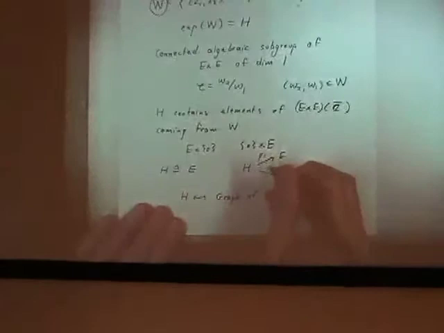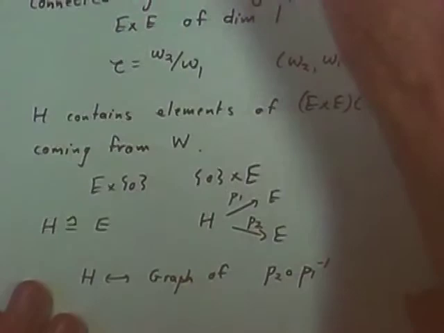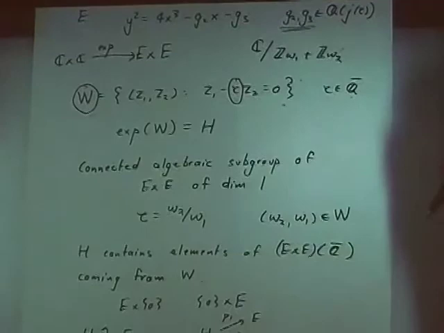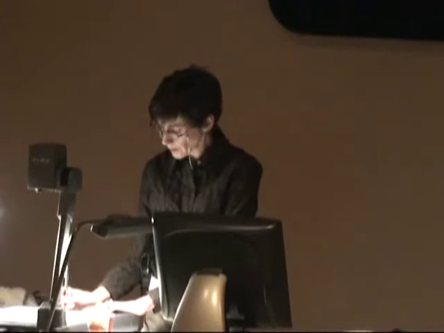So in other words, tau has to be an endomorphism, because P1 inverse P2 is going to be in the endomorphism algebra. And basically, this H is going to be giving you the graph of the corresponding endomorphism, which is given by tau. So tau is an element of the endomorphism algebra of E. So we have CM.